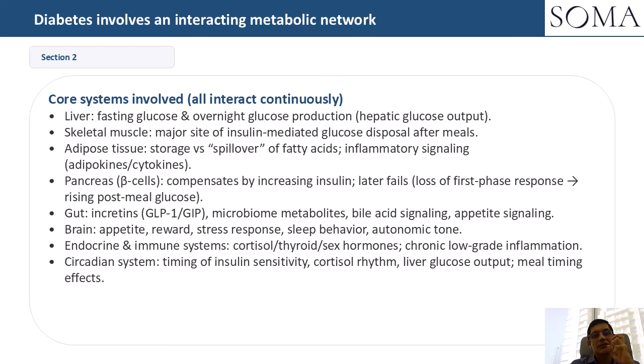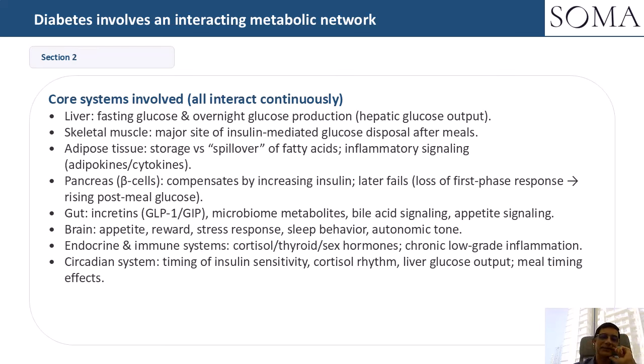So anything which our abdominal fat, the visceral fat, produces, since it drains into the portal system, goes into the liver. The cytokines, the inflammatory molecules produced by visceral fat, are going to affect our liver metabolism directly. So adipose tissue biology determines whether calories are stored safely or become metabolic toxins.